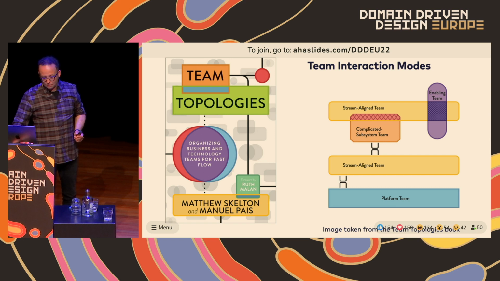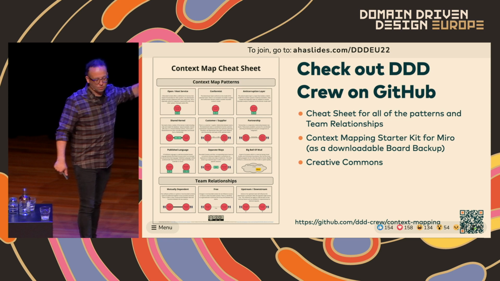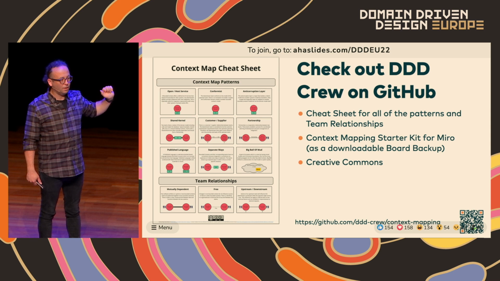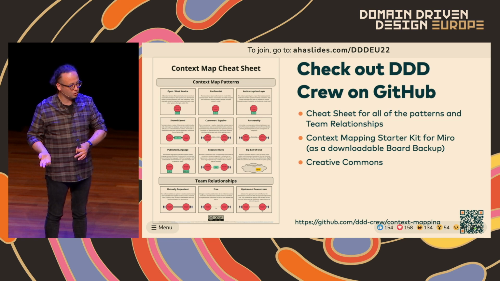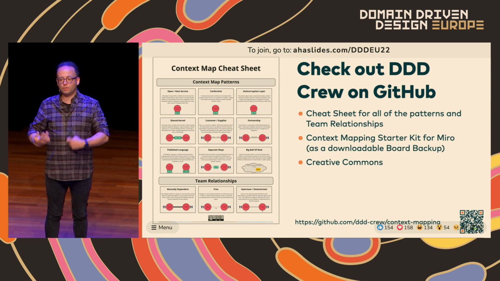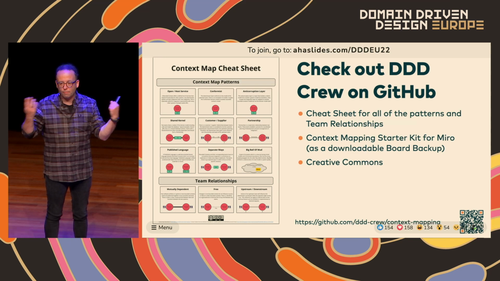I think you definitely should check out the context mapping project on the DDD Crew site on Twitter. There, I have provided for you a context mapping cheat sheet under Creative Commons, which you can print out on big paper when you want to work with that, with definitions and visualizations. And there is also a starter kit for Miro, where you can get started with context mapping right away. You can download the board backup. It's Creative Commons. Do whatever you want with that. There's buttons and stuff for all the patterns in there.